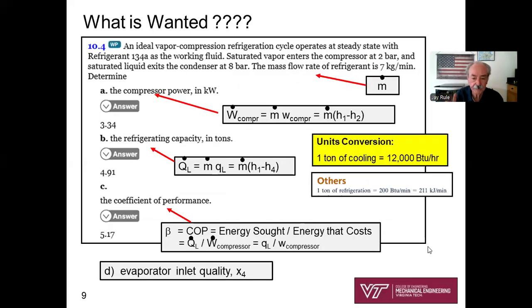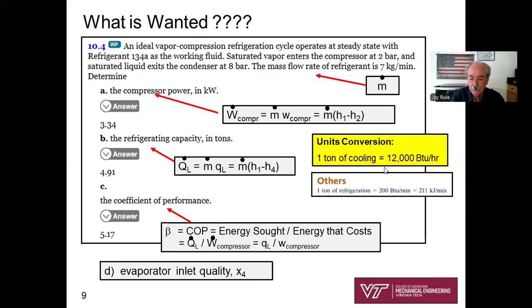Okay, what is wanted in the problem statement? Well, m dot is given. That's a gift for this problem, 7 kilograms per minute. We're going to watch out for our units. Want the compressor power? Well, that's W dot of the compressor. We expect it to be a negative number. When we go through the solution, we're going to deal with little w of the compressor and multiply it by m dot to get W dot. The refrigeration capacity in tons, whatever a ton is.